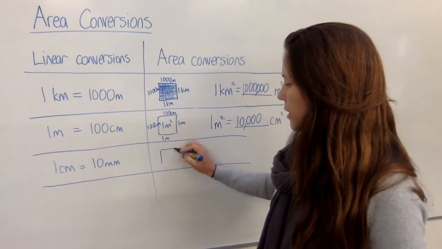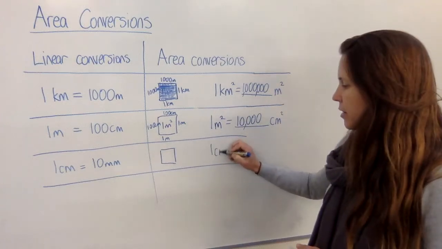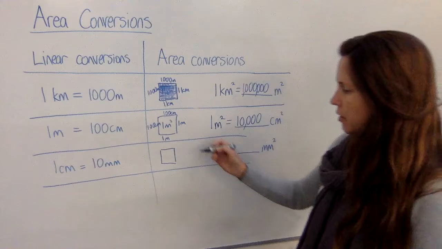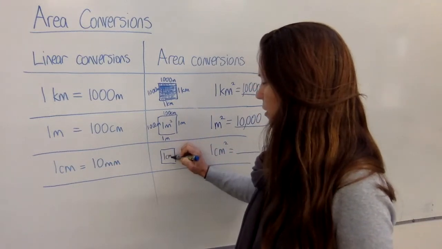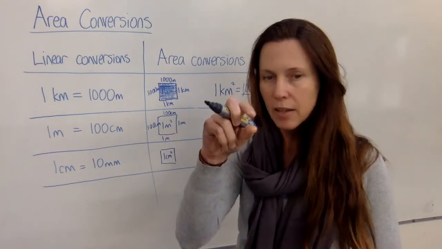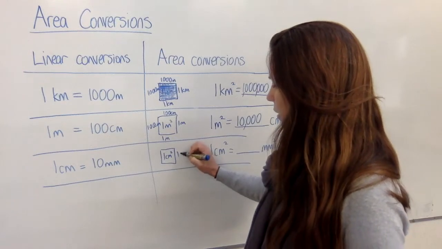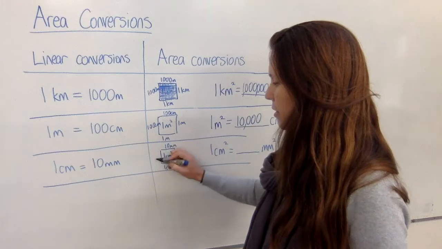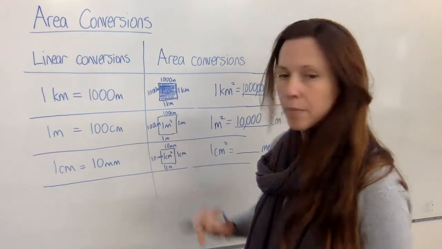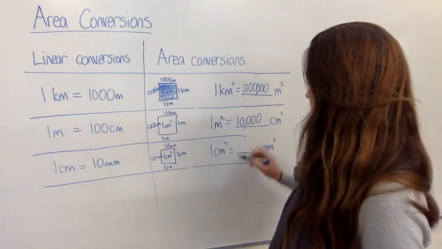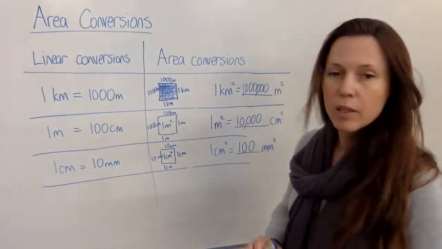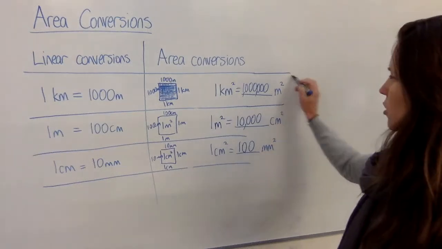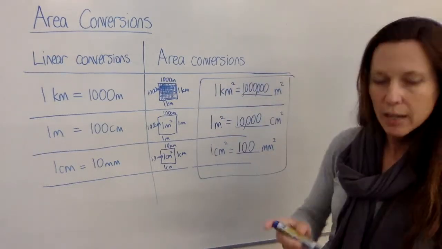The last one down here, if you want to know about square centimetres and how many square millimetres there would be in there, just draw it. Here's 1 centimetre square, and think about how big it is as you do this. That's 1 centimetre times 1 centimetre, which is 10 millimetres by 10 millimetres. So 10 tens is 100. That gives me 100 millimetres square in each centimetre square. Now, if you want to make conversions, you can use these. Let's have a look at how we do it.